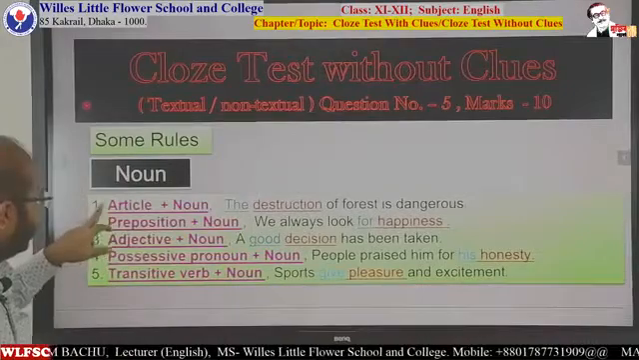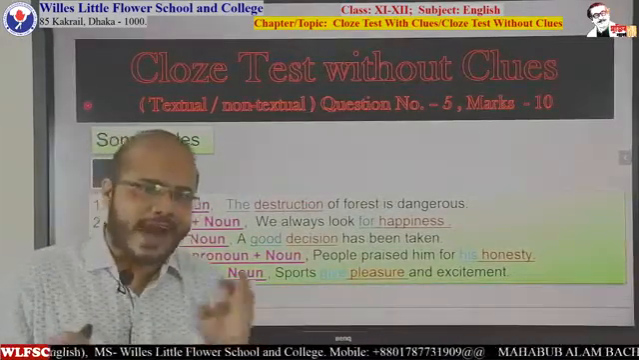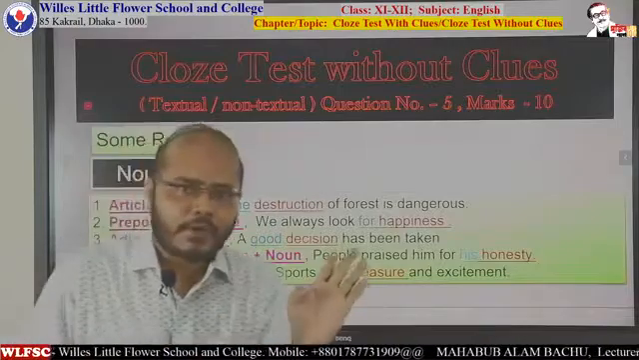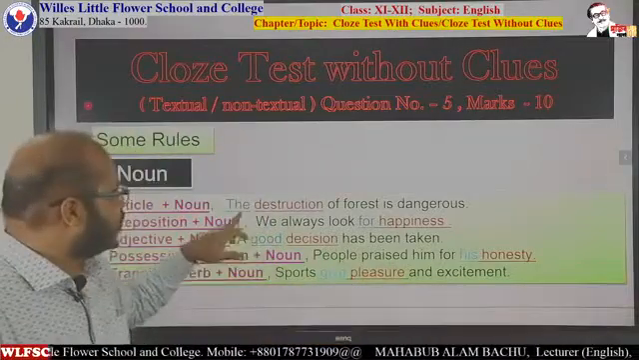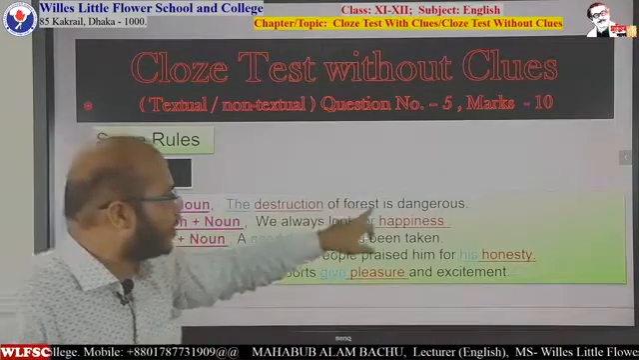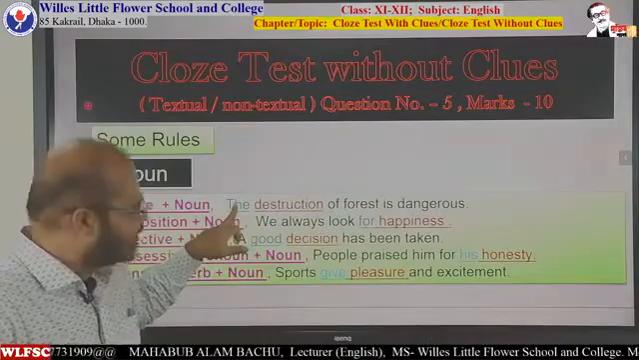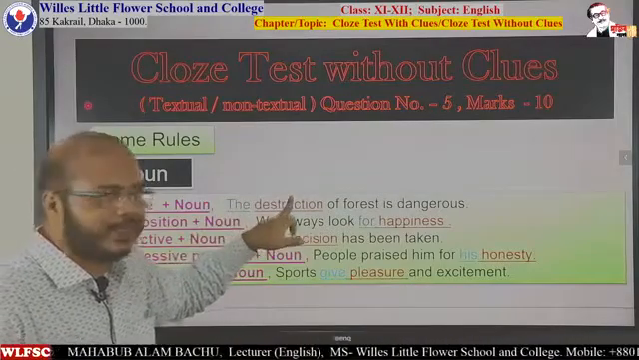First one, article plus noun. That means if you find any article before the gap, it may be the noun form. So look at the example. The destruction of forest is dangerous. The destruction. So after the article, the word destruction here is the noun form.